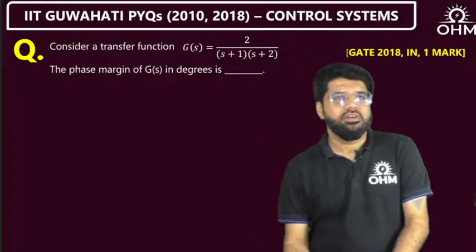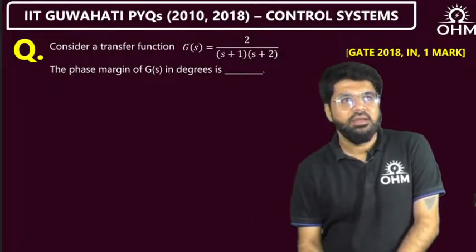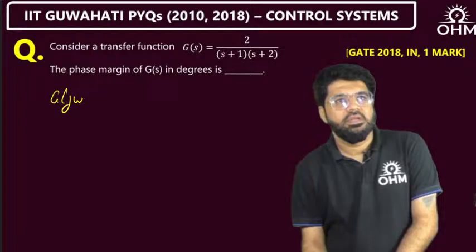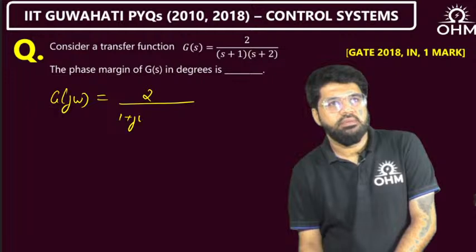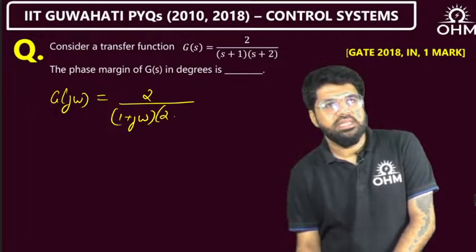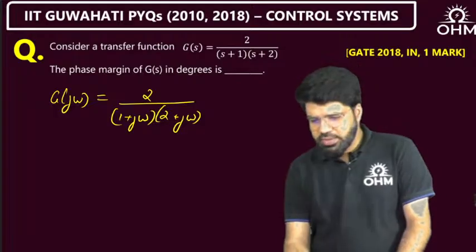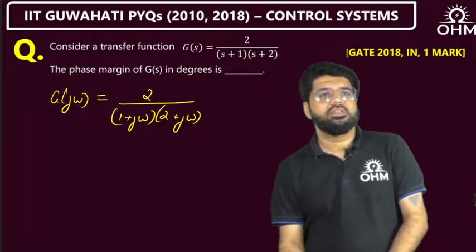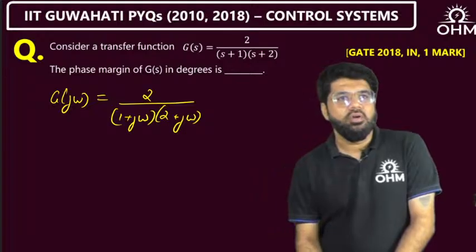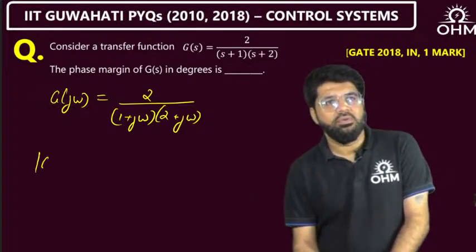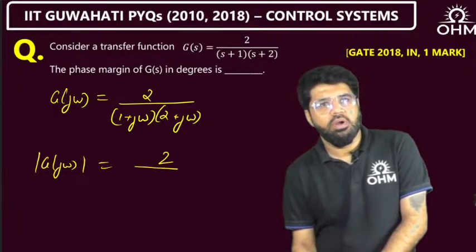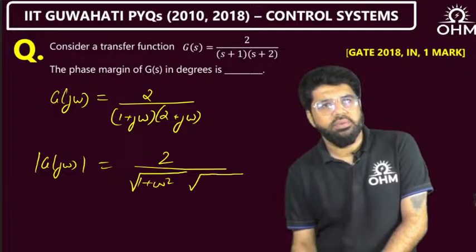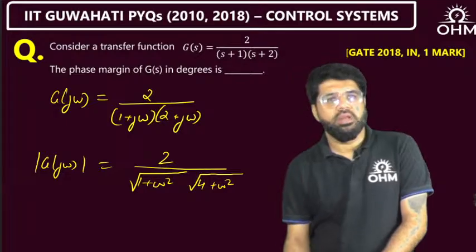First, let's convert this function into the frequency domain. G(j omega) is 2 upon (1 plus j omega) into (2 plus j omega). Now if I start calculating the magnitude, mod G(j omega) will become 2 upon the magnitude of the complex term, root over x square plus y square, so root over 1 plus omega square times root over 2 square plus omega square, correct?